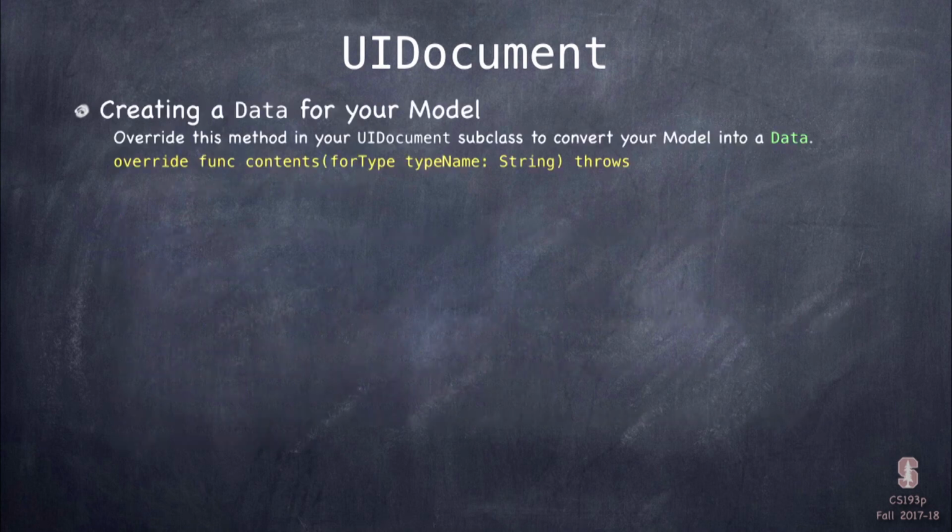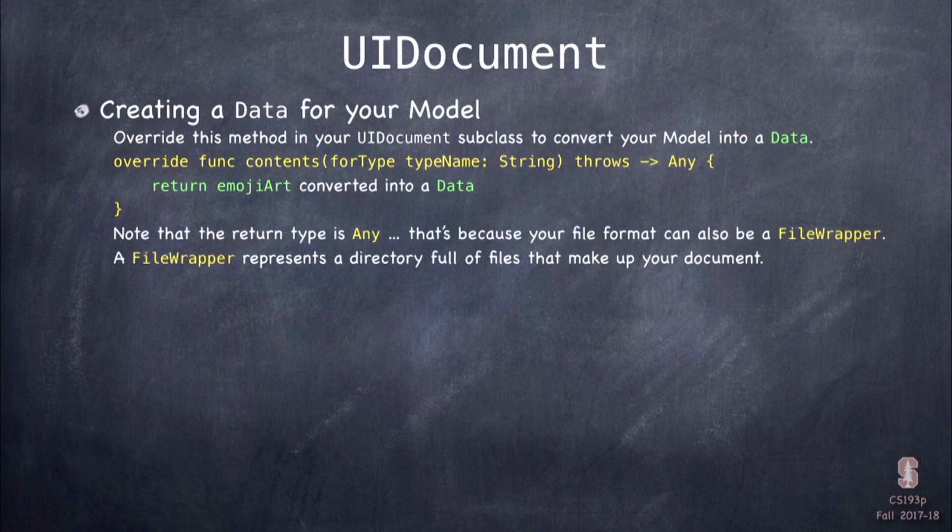All right, so how about doing this conversion from Emoji Art to data and from data to Emoji Art? Okay, so here's the two methods. This is the one that converts your model into a data. It's called contents for type. Okay, it does throw. You could throw if you have a problem converting your Emoji Art to a data. You could throw, and I'll show you where that thing gets thrown to.